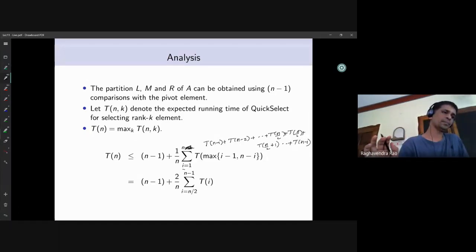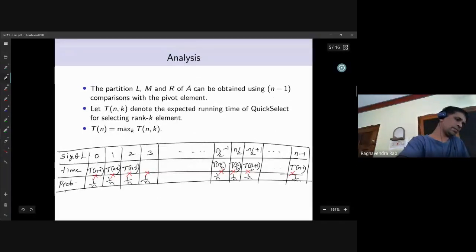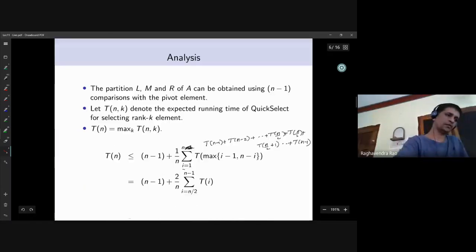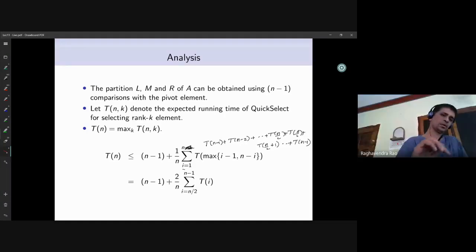Is that right? Looking from the table. So T of n minus 1 goes down all the way to n by 2. Then again n by 2 and n by 2 plus 1 etc. up to n minus 1. So if I combine the corresponding values, I get a factor of 2 here. So i equal to n by 2 to n minus 1. Is that fine? Yes.